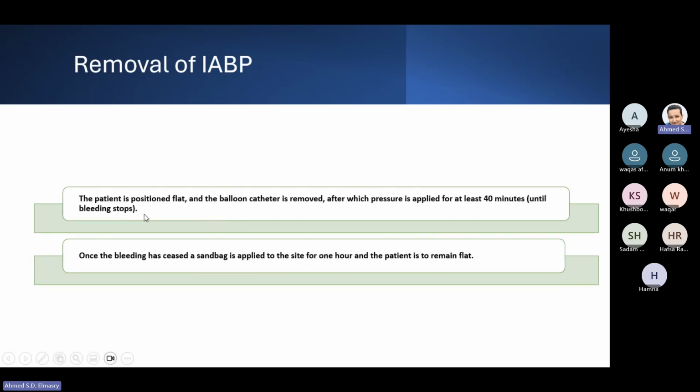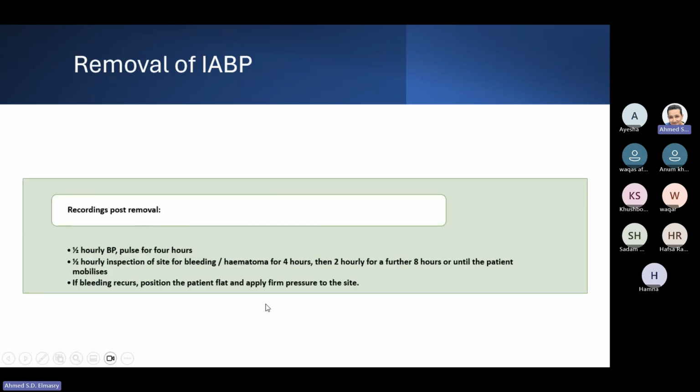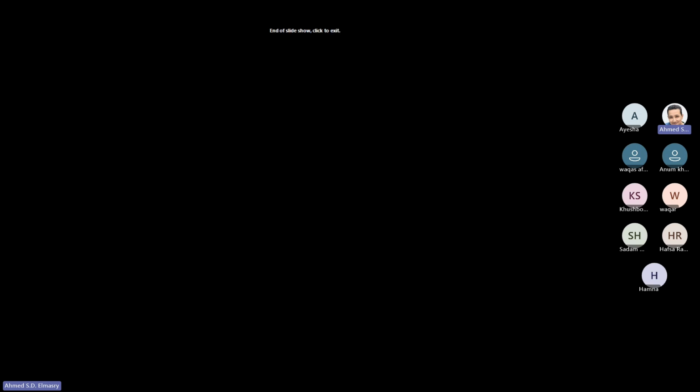The patient should be positioned flat, and the catheter should be removed, after which pressure will be applied above the femoral area for up to 40 minutes in order to stop the bleeding. Once the bleeding has been stopped, you can remove the pressure and apply a sandbag and assess the perfusion of the limb frequently in order to avoid any limb ischemia.